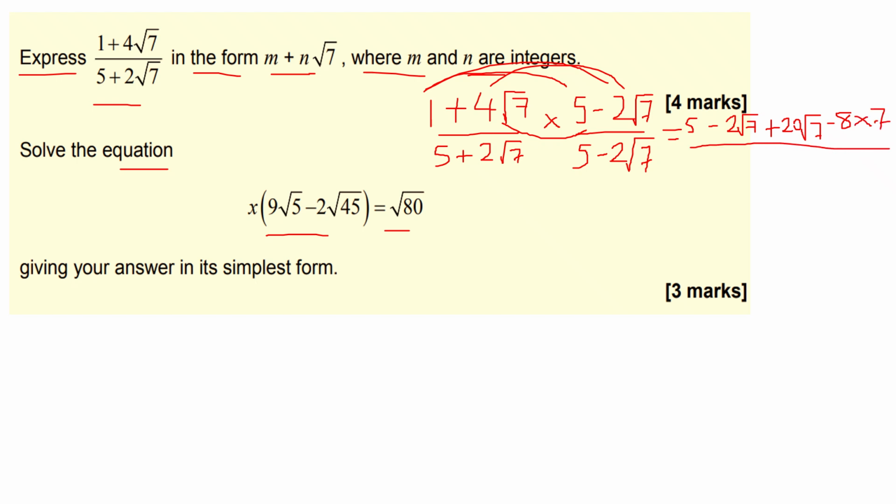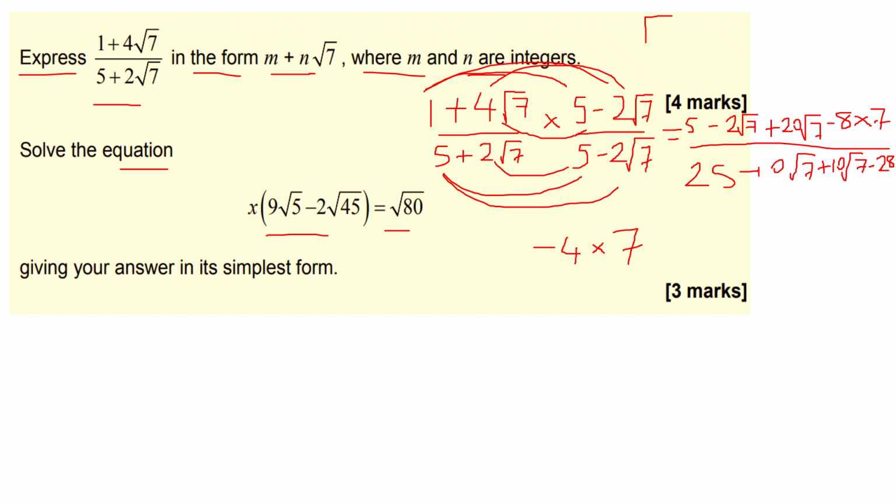And on the bottom, we have 5 times 5 is 25. 5 times minus 2 root 7 is minus 10 root 7. Plus 2 root 7 times positive 5 makes plus 10 root 7. And plus 2 root 7 times minus 2 root 7 is minus 4 times 7, so that ought to be minus 28, because 2 times minus 2 is minus 4, then I've got root 7 times root 7, which is root 49, which simplifies just to 7.